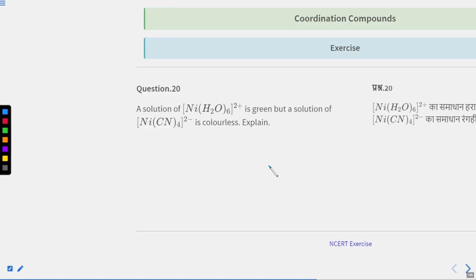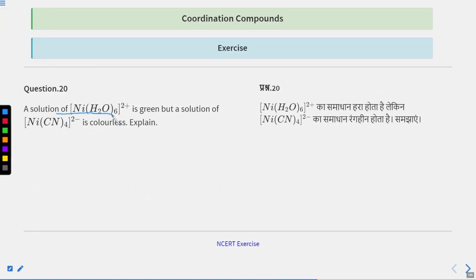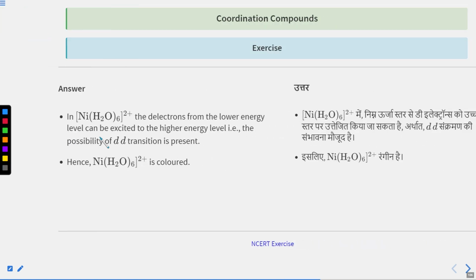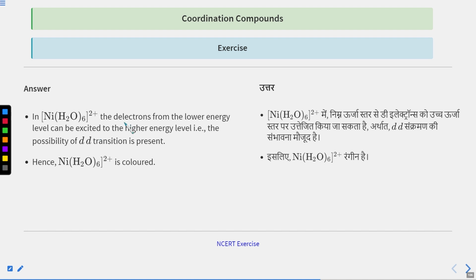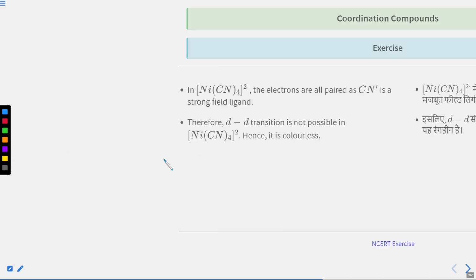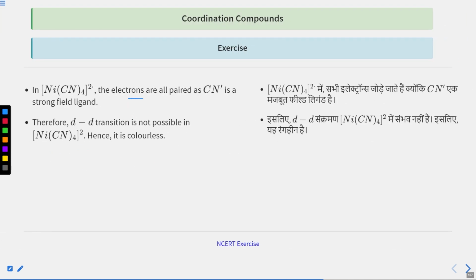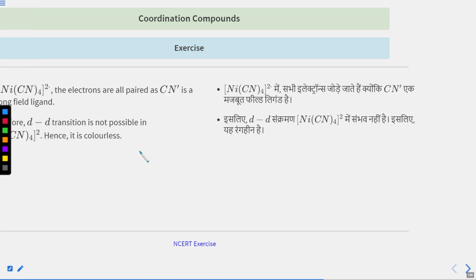Next question. A solution of [Ni(H2O)6]2+ is green, but a solution of [Ni(CN)4]2- is colorless. What is the reason behind it? The reason lies in the electronic configuration. A d electron from a lower energy level can be excited to a higher energy level, that is, the possibility of d-d transition is present. Hence [Ni(H2O)6]2+ is colored. Whereas in the other case, the electrons are all paired, as CN is a strong field ligand, and d-d transition is not possible, so [Ni(CN)4]2- is colorless. So this is the reason behind it.